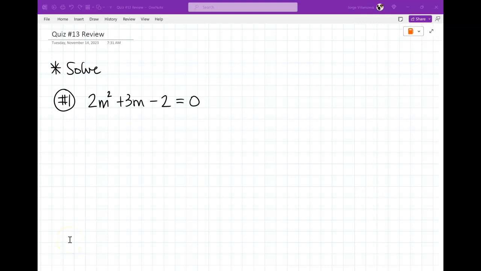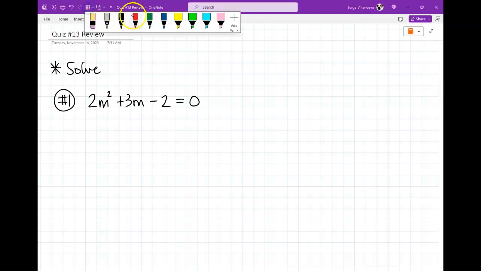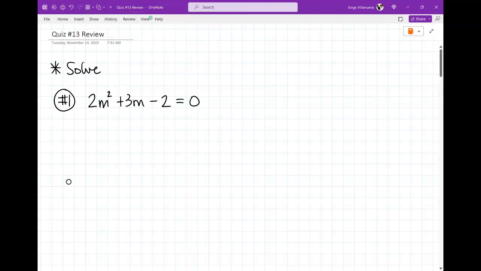All right, so for tomorrow's quiz, there's only two main topics we're going to be covering: solving quadratics by using the quadratic formula, and then the other one is complex numbers, okay? So we're going to do complex numbers last, because that's a lot easier, but let's start off with quadratics and solving them using the quadratic formula.